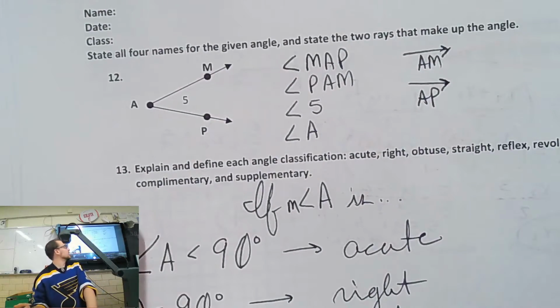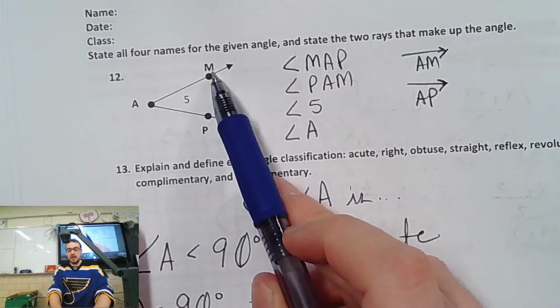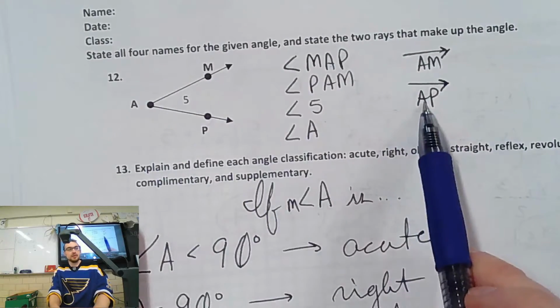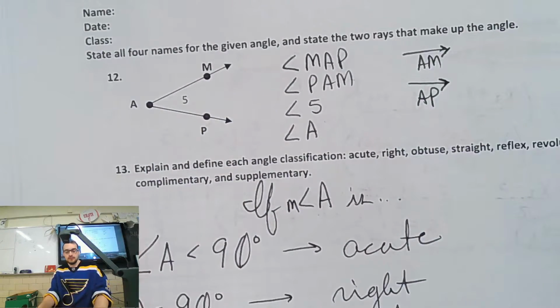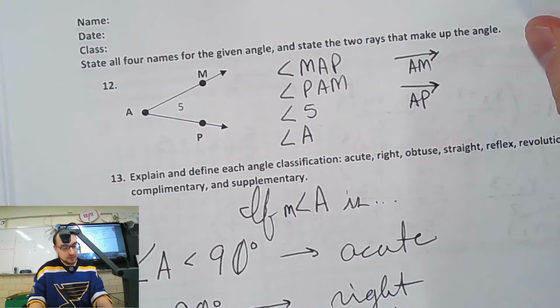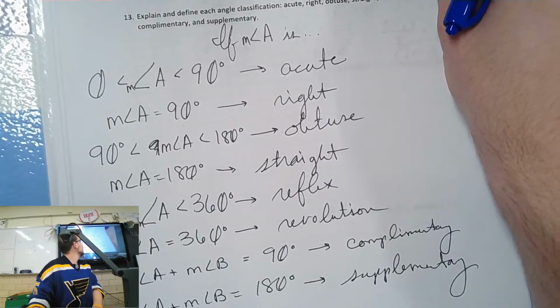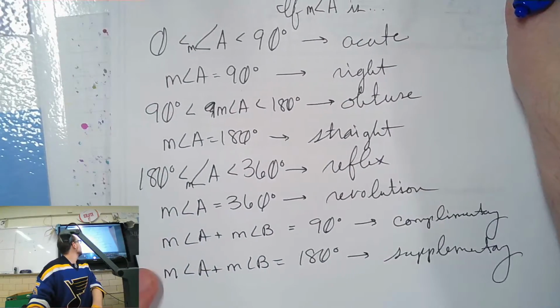The 2 rays are ray AM, going in the direction of M, and ray AP, going in the direction of P, so A to P. Definitions. Here they are.